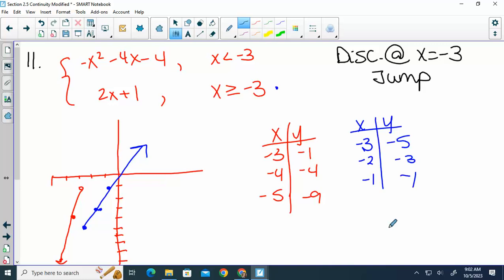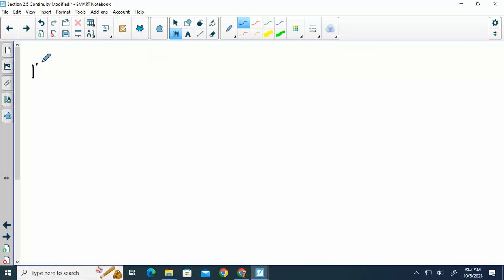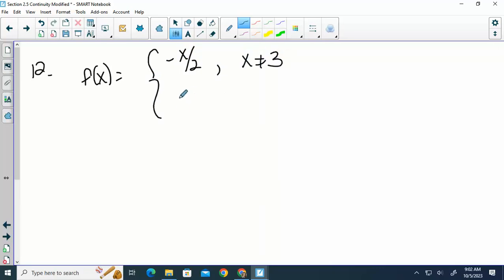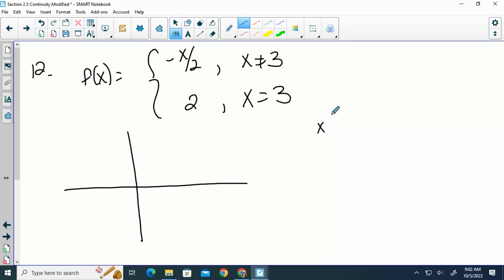So number 12. We look at this one. Where do you think we'll have a discontinuity? At 3. What kind do you think it would be? Removable. Let's check. So if I graph the first piece, it says x cannot equal 3. So we have to put in some points. I'm still going to put in a 3, but when I put that in, it will be open.